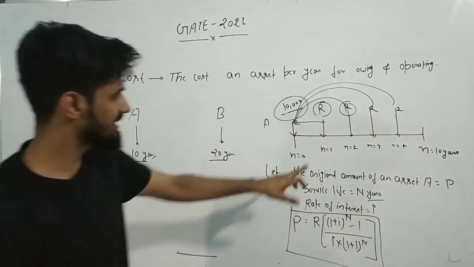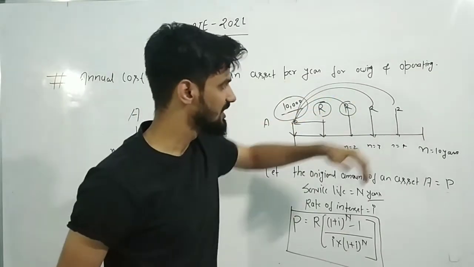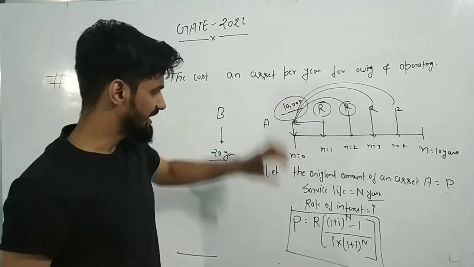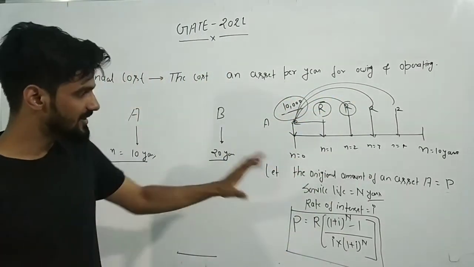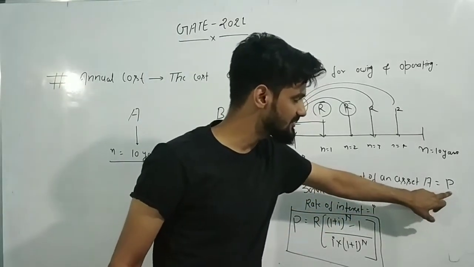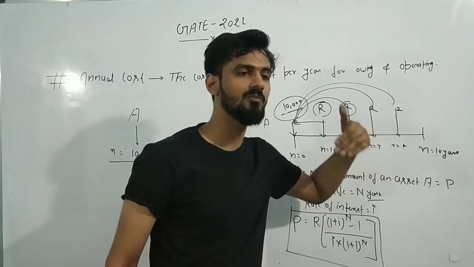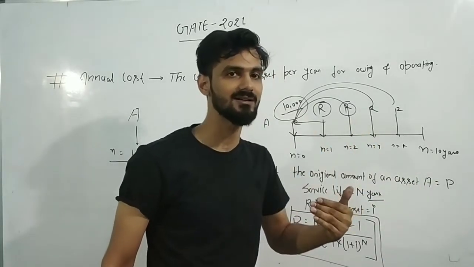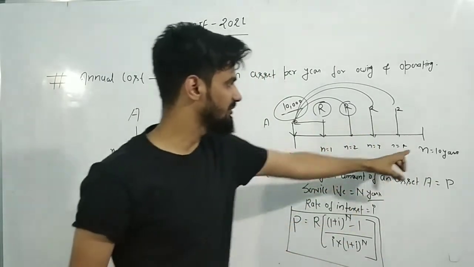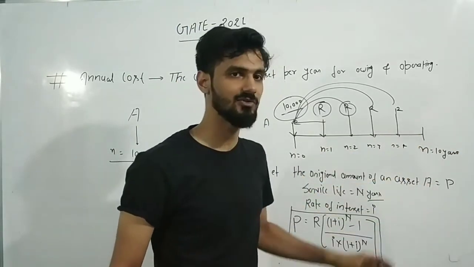Why? Because each and every year you are getting some cash flow to the project, and generally what you are doing right now, you are just converting this value of P into annual cost. Okay, each and every year how much money you have to invest throughout the whole service life of n years for a particular asset.